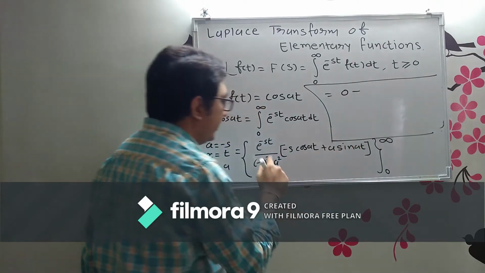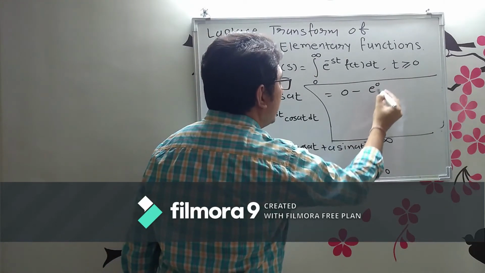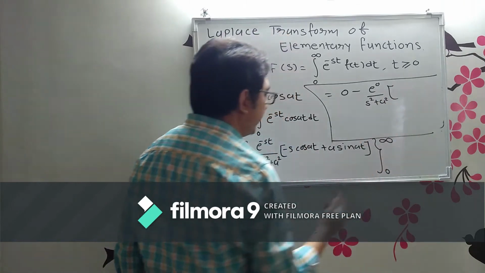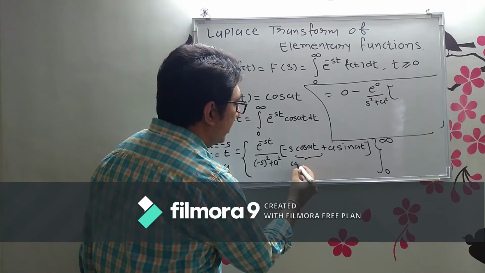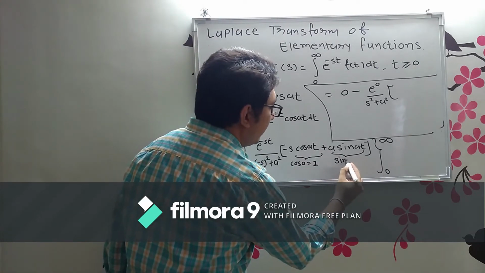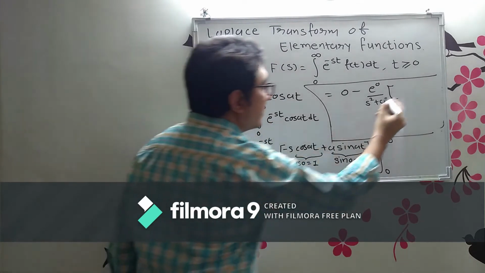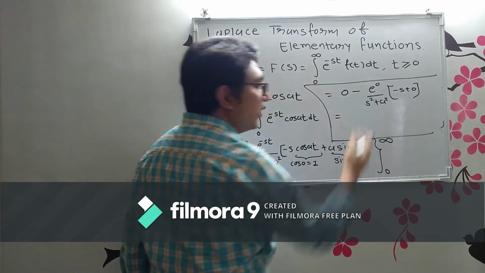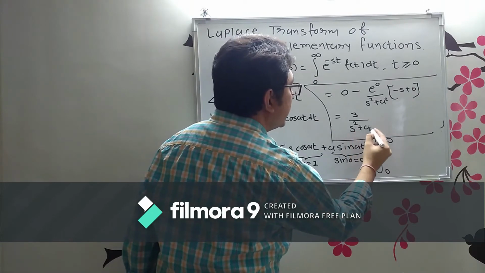Minus in lower limit, instead of t, take 0. So we'll get e raised to 0 upon s square plus a square into the bracket. Now think about this form. This is very simple logic. You know that cos 0 will give you 1 and sin 0 will give you 0. So 1 into minus s, that means minus s plus 0. Simplify this one. e raised to 0 is 1. So the answer is s upon s square plus a square.